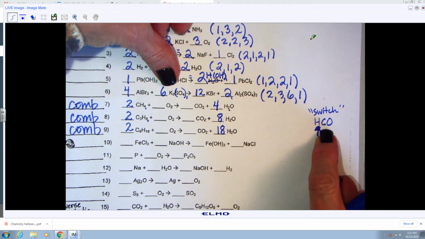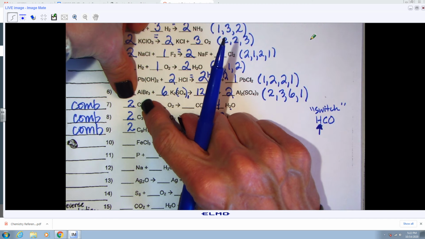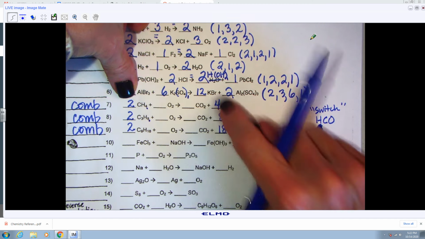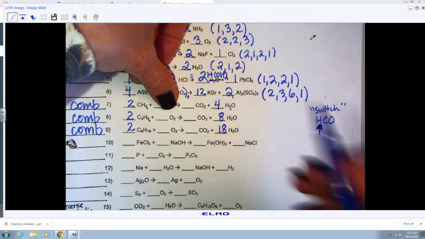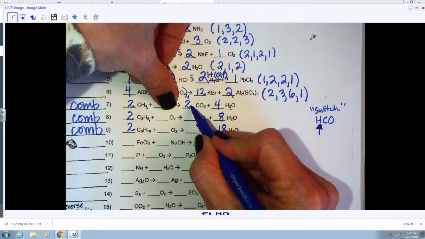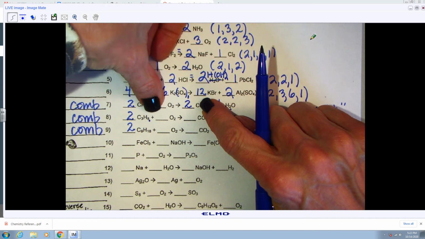So now you do your carbons. That's why I said Hollister and Company. Hydrogens first, now do carbons. So I have 2 carbons on this side. So come over here and notice there's only 1 carbon there. So I'm going to put a 2. That's going to give me 2 carbons and 2 carbons.